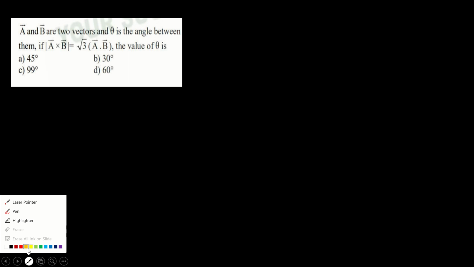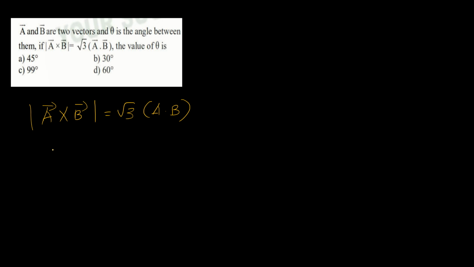Okay, next question, let me come to the pointer. The next question is that A and B are two vectors and theta is the angle between them. So what is given? Given mod of A cross B equal to root 3 of A dot B. What is A cross B? It is mod A mod B sin theta.